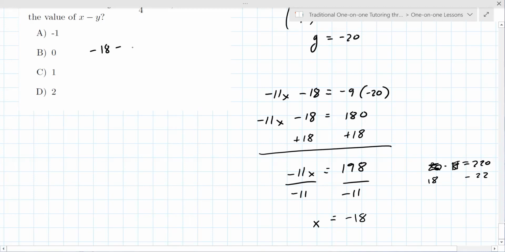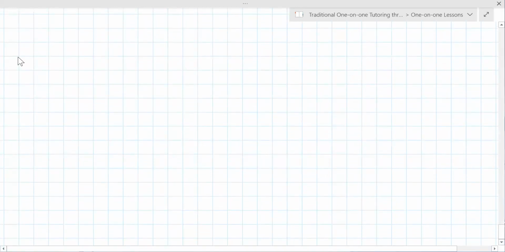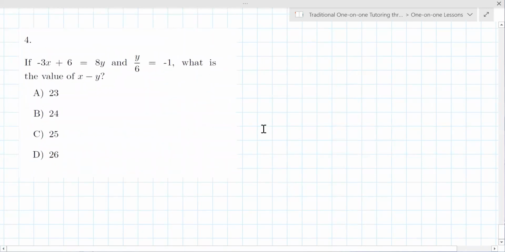So minus 18 minus a minus 20. Okay, minus 18 plus 20 is positive 2. Why isn't it there? There it is. All right. So if you see the pattern here, how to do this problem, I'd like you to try one or two on your own. I'll put one up for you to look at. All right, let me know when you get your final answer on this one, please.